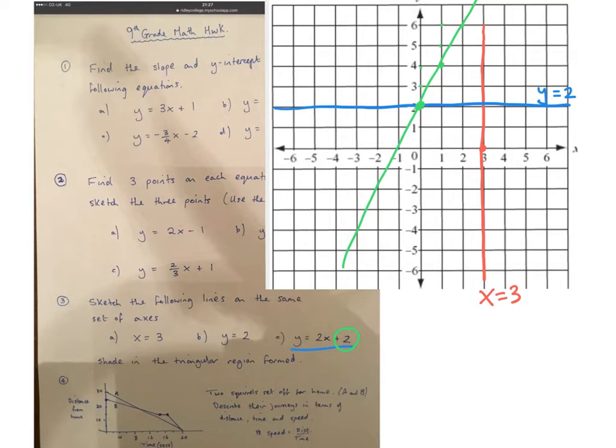And then the question says, shade the region that is formed with the triangle, and it's there. There's the region we want, formed by that triangle. Doesn't matter how you shade it.